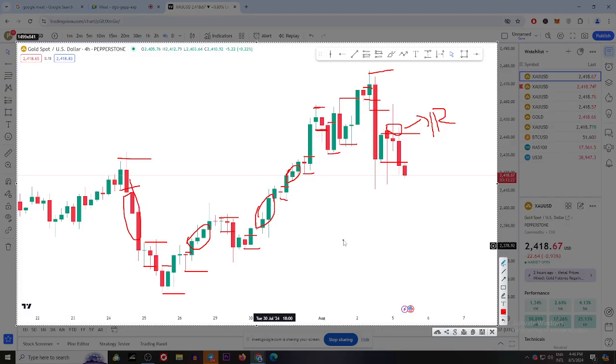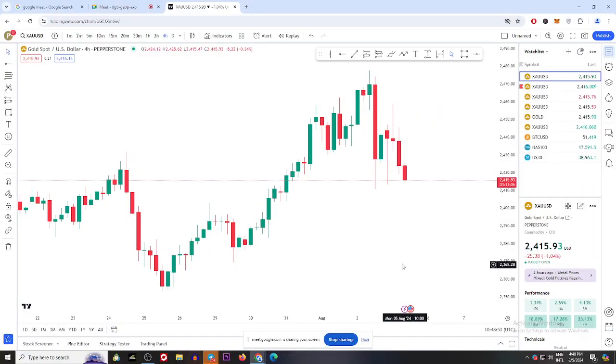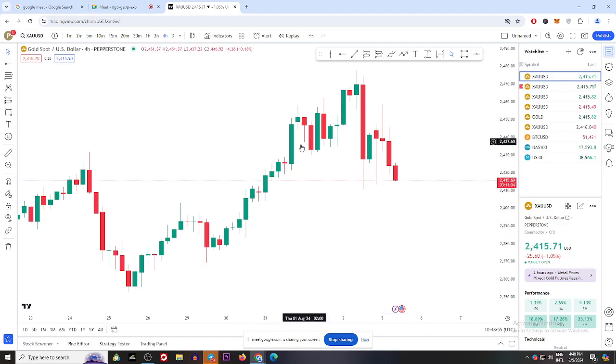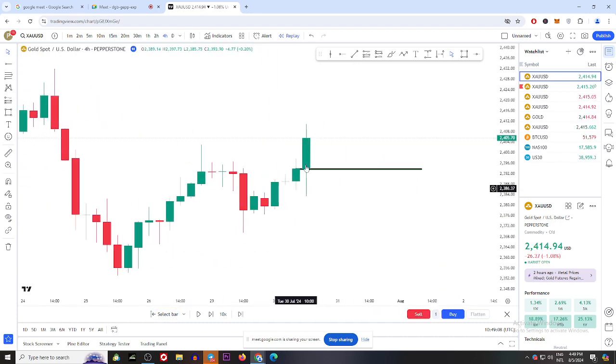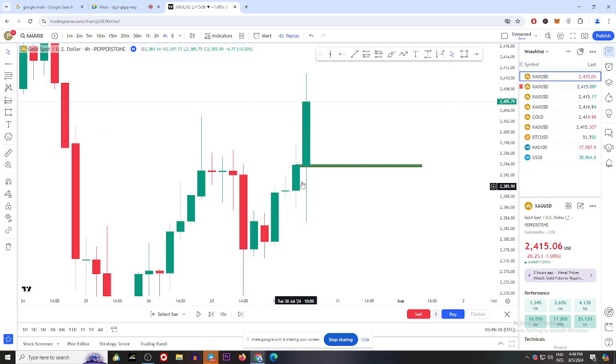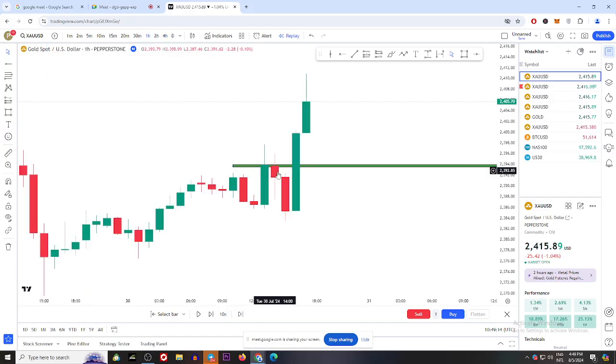What about the same color? If you look at any particular area of the same color, let's say we draw this particular area only, like this gap we are talking about. We do not see any engulfing here, is it? Nothing. But if we break it down to one time frame below, look what we have here.